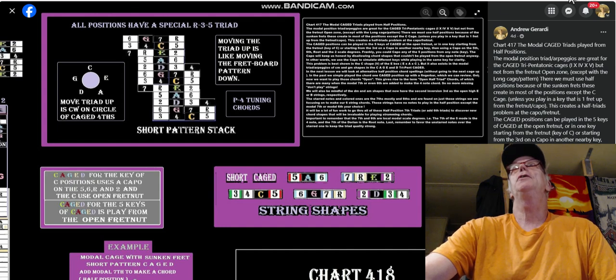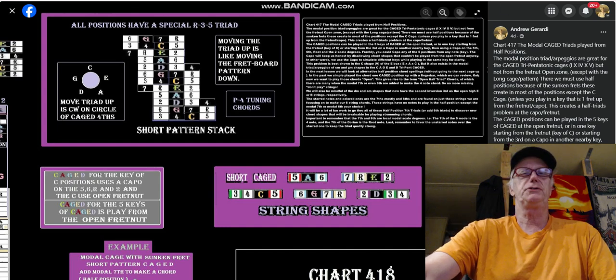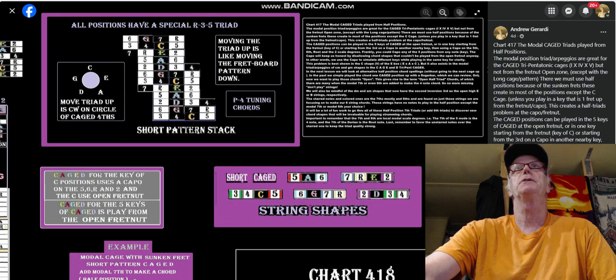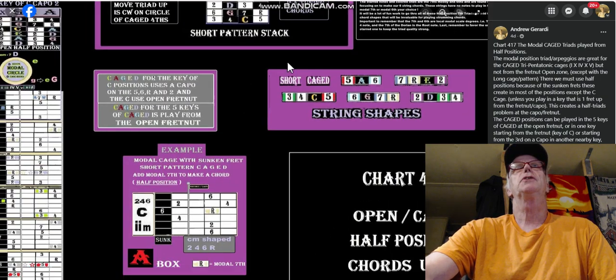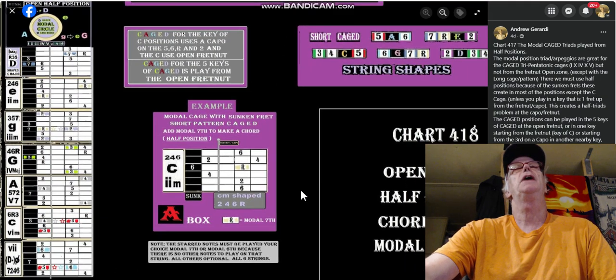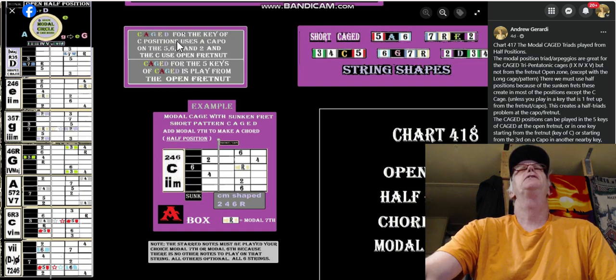So I'm going to close the browser out completely, and I'm going to show you how the chart resolution is much greater, but the chart resolution is fairly good on Facebook. You can read my larger notes here. Cage for the key of C position uses a capo on 5, 6, root, and 2, and C uses a fret nut, that kind of thing.